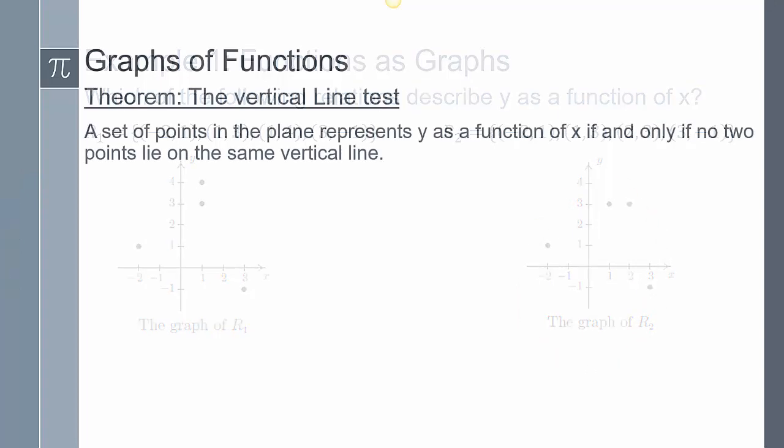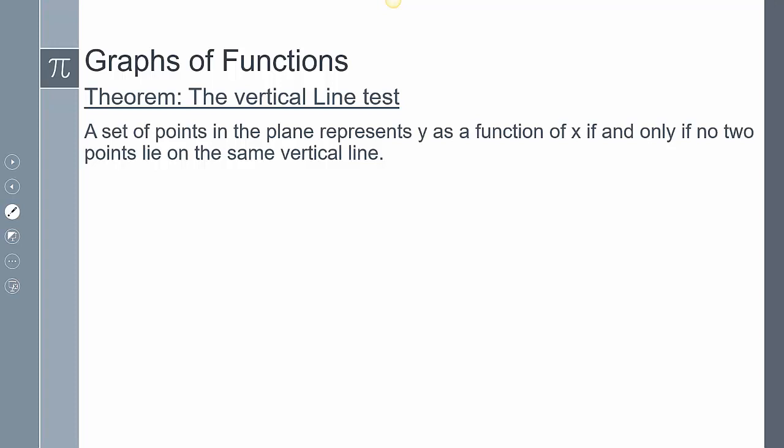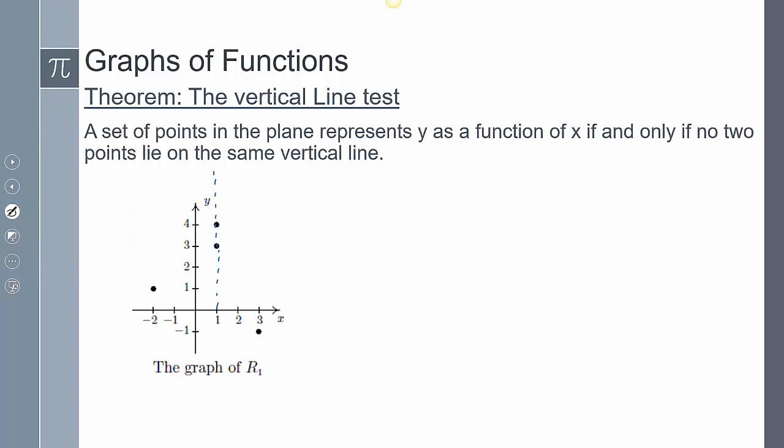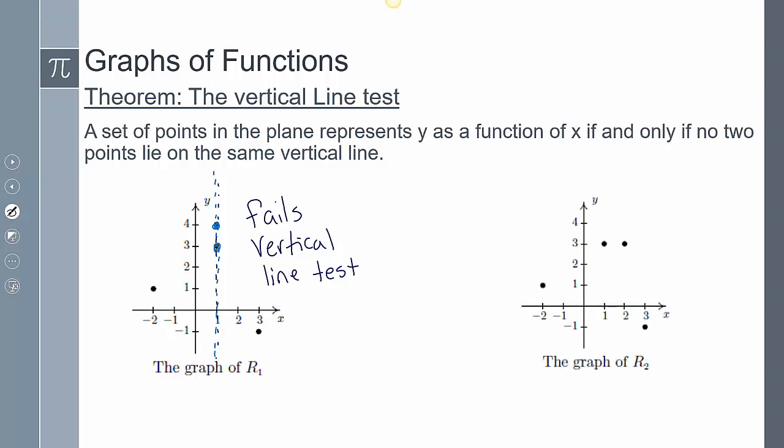Now, there's a special theorem, or there's a special way that we can look at this. It's called the vertical line test, and it says that a set of points in the plane represents y as a function of x if and only if no two points lie on that same vertical line. And if we look back at this example here, if I were to draw that vertical line here, it crosses here and it crosses here. And so it fails that vertical line test. Whereas this one over here, no matter where I draw that vertical line, it's going to pass.